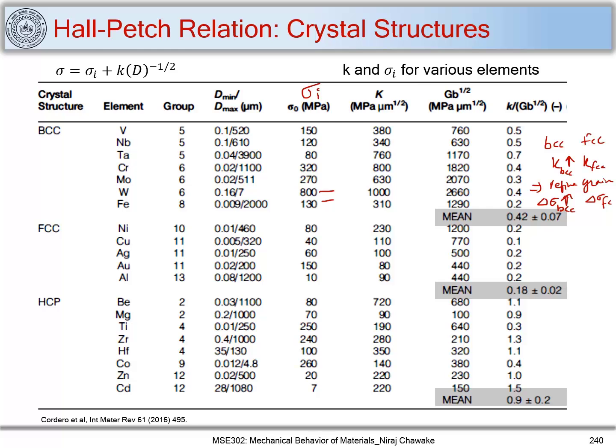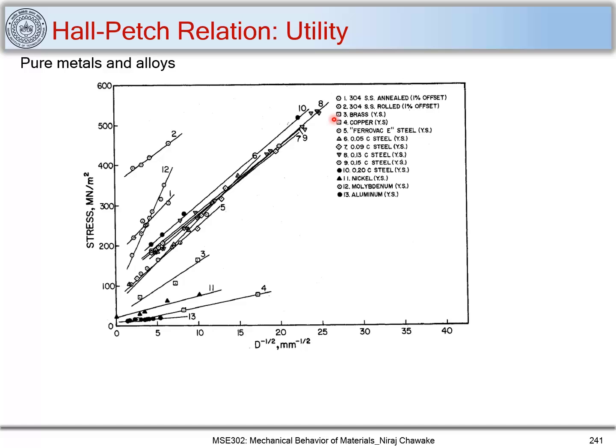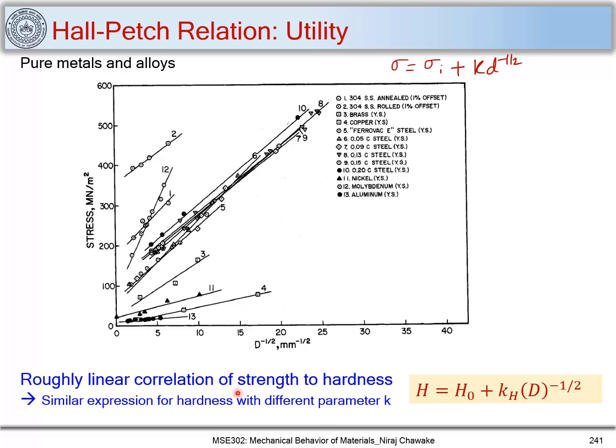And let's move further. Let's understand the utility of this Hall-Petch relation. We have seen this Hall-Petch relation; let me write that down here: sigma is equal to sigma I plus K d to the power minus 1 by 2. Different materials follow this relation, so its utility is wide. It can be applicable to different materials, alloys, and metals. Also, one important thing is that we can convert stress to hardness by suitable conversion factors, and you can write the Hall-Petch relation in terms of hardness as H is equal to H naught plus K H d to the power minus 1 by 2.